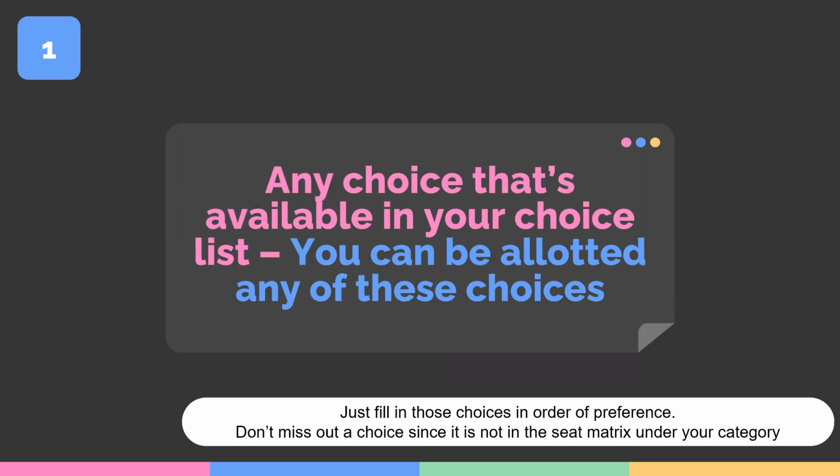At the beginning of mop-up allotment, all these seats will be in the same category. But during the process, before the end of the allotment, before the results are released, they may be converted to your category. So fill in any choice that is available in your MCC choice list without looking at the category, in the order of preference, and fill in only those choices that you are interested in.